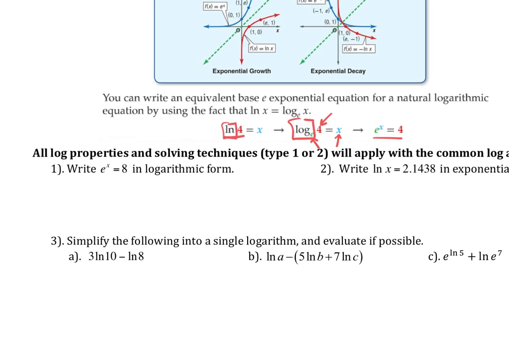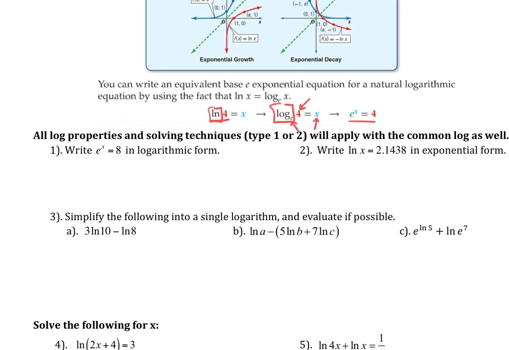So if I take a look at number 1, I've got to change one thing in the bolds there. It says all log properties and solving techniques type 1 or 2 will apply to the, and then this side should say natural log as well. So converting, this is my base, this is my exponent, this is my argument. So it'll be log base e, which I'll change in a minute, of 8 equals x. And then again, it's not typical to write log base e, so we write ln instead. ln of 8 equals x.